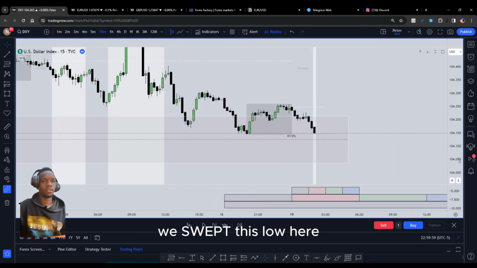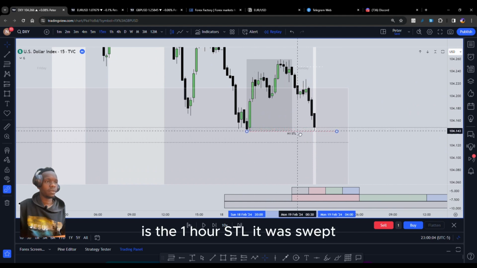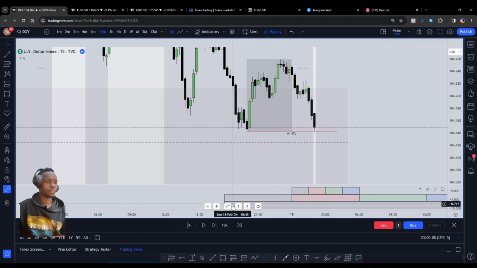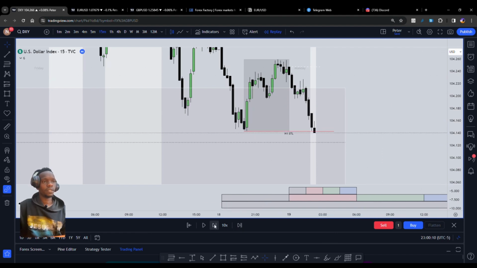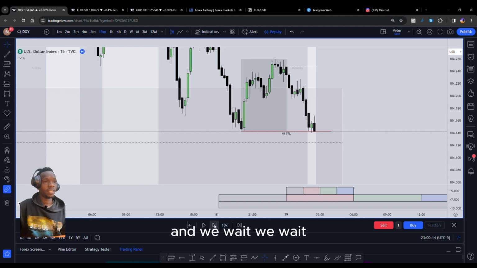We swept this low here. You can see that this low was swept. This is a 1 hour short-term low. It was swept. See that low was swept right there. And we wait.